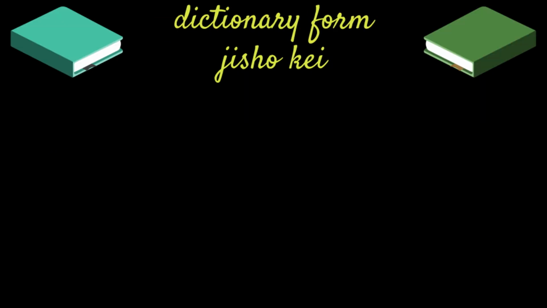Now let me go to the dictionary form of verbs. Dictionary is jisho and form is kei. So dictionary form is called jisho kei in Japanese. As the name suggests, it is the basic form or the informal present affirmative form of the verb which is found in a Japanese dictionary. And this form of the verb is used in relaxed relationships such as when talking among close friends, family members, etc. Let me give you an example.